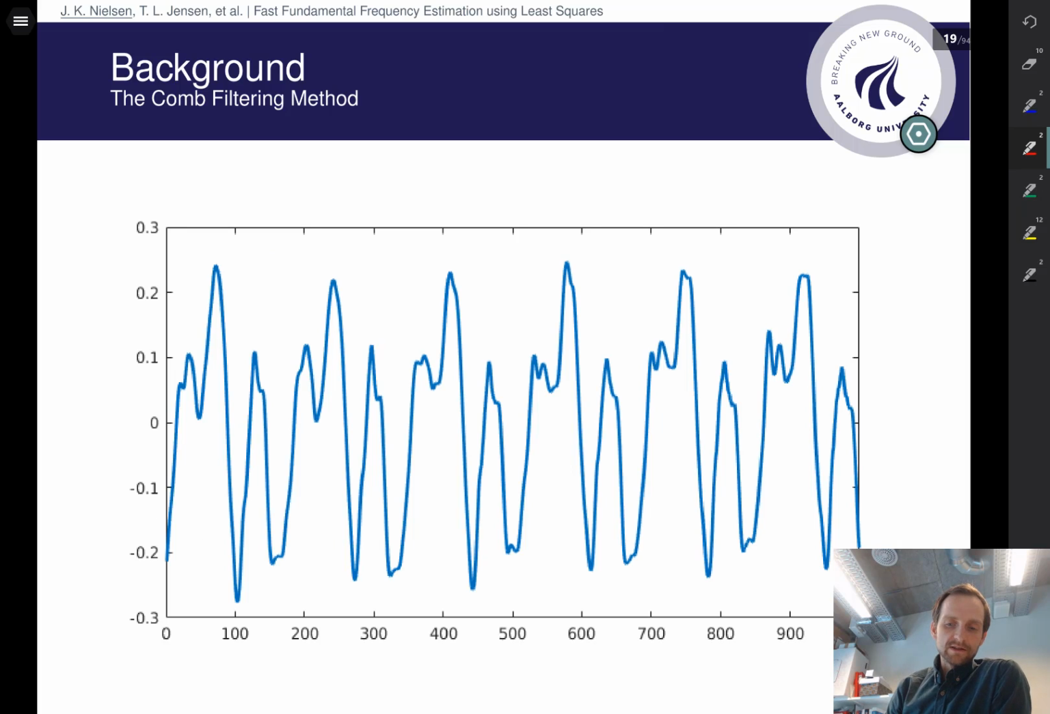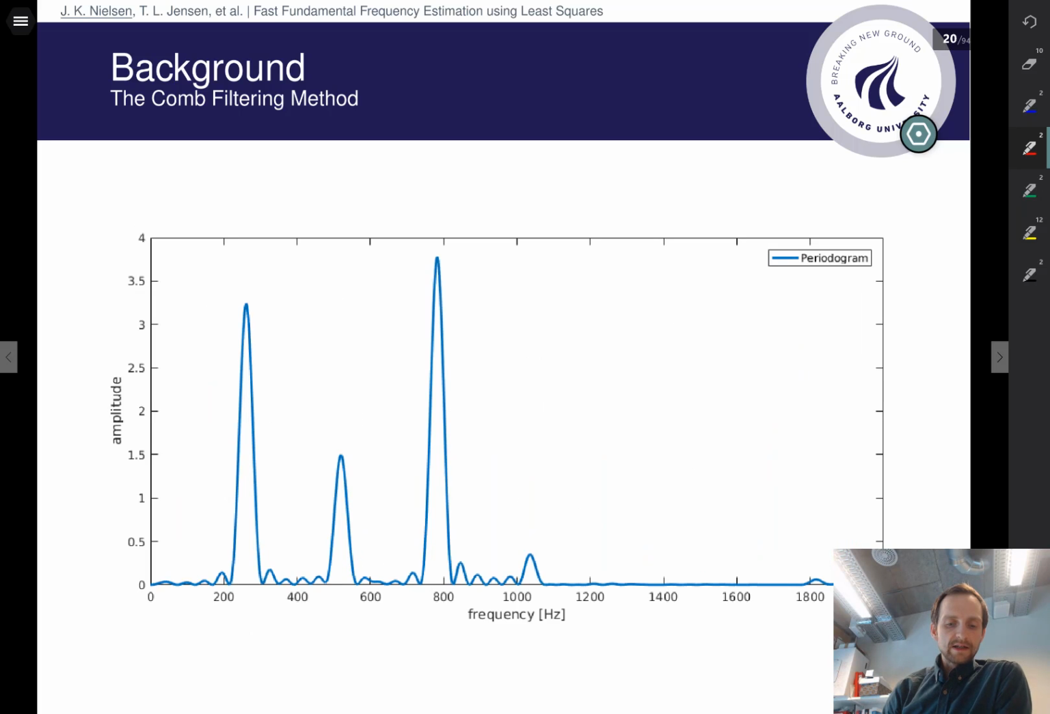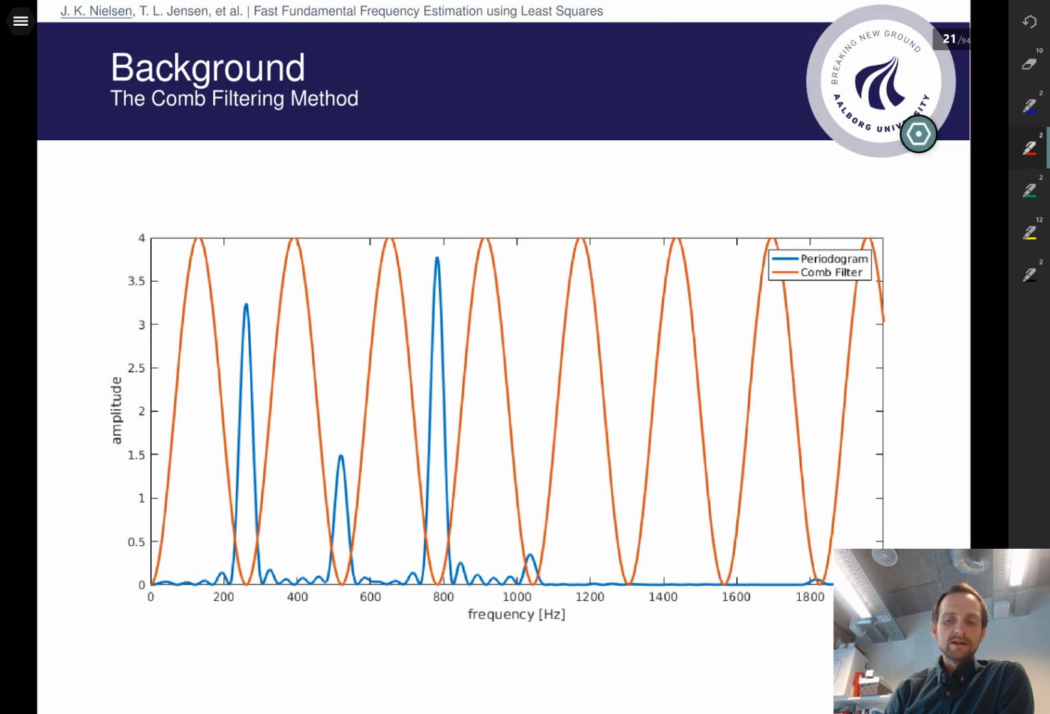So let's look at an example. Here is our time domain signal, and this is the periodogram of our time domain signal. Then this is the comb filter, and you can see that we have estimated the tau that will minimize the power of the error. That happens when the comb filter places nulls where we have the energy in the input signal.